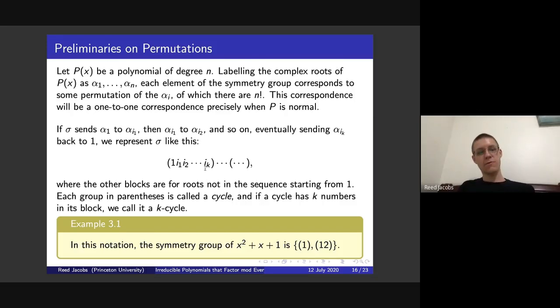And so one nice way to write these permutations is if sigma sends alpha 1 to alpha i1, then alpha i1 to alpha i2, and so on, eventually sending alpha ik back to 1, we can represent it like this. So starting at 1, then going to i1, going to i2, and so on up until ik, which goes back to 1. So we just follow the permutation along, starting from 1. There might be some other blocks in this decomposition, and the other blocks will be for roots that 1 doesn't ever go to. Like, for example, I'll pull up the whiteboard again.